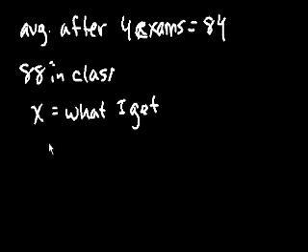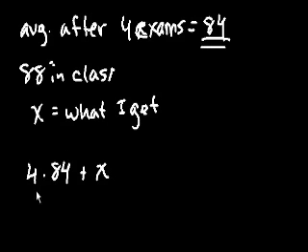So now what we can say is that for the first four exams, I could either list out the first four exams that I took, or I already know what the average is. So I know the sum of the first four exams is going to be 4 times 84. And now I want to add what I get on the fifth exam, x, and now I'm going to divide that by all 5 exams.